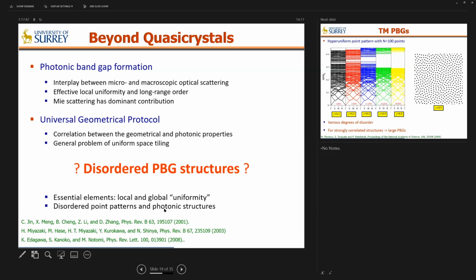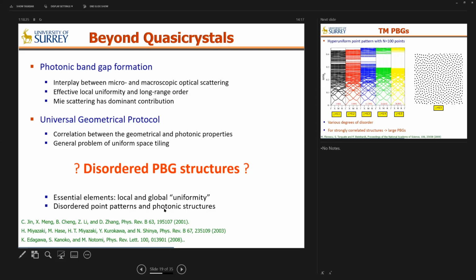So as we move to completely non-periodic structures, we're going to take with us two essential elements. We're going to replace the periodicity, be it local or general throughout the structure, with a concept of local and global uniformity. So we relax the periodicity constraint to a lower constraint associated with uniformity. We're also going to introduce some generic disordered point patterns and the photonic structures associated with them.